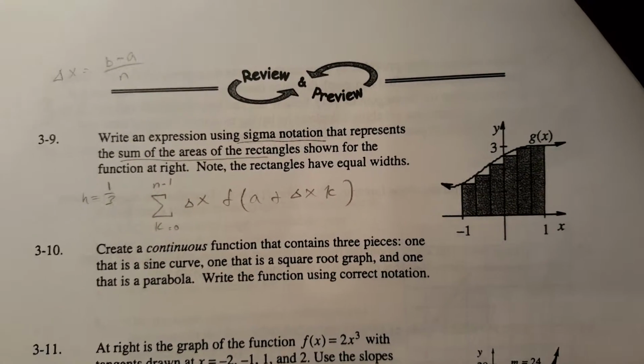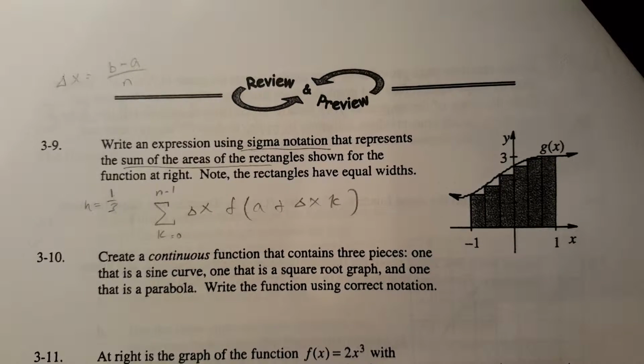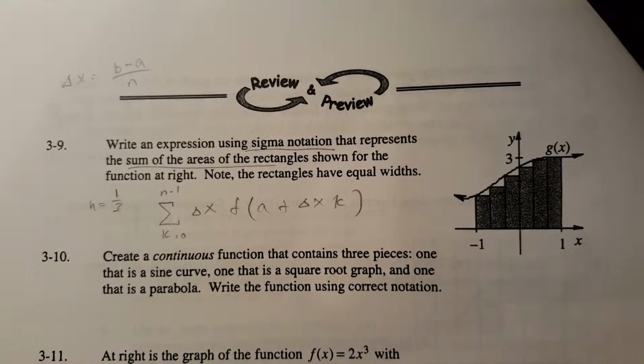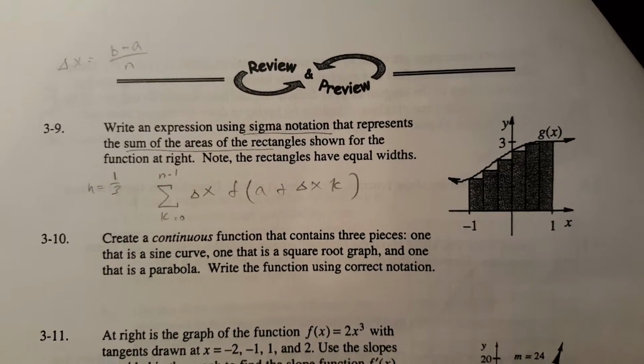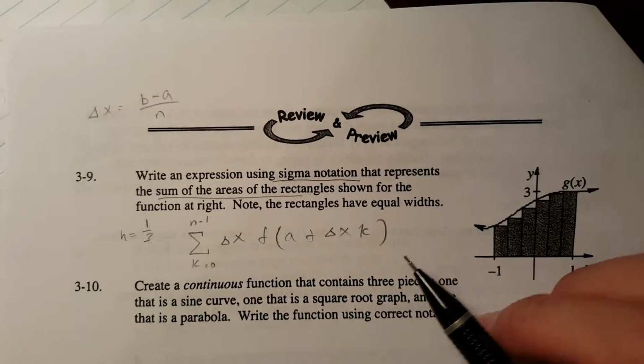Alright, so it says, write an expression using sigma notation that represents the sum of the areas of the rectangles shown for the function at the right. Note, the rectangles have equal widths. Alright, so I've already written out the equation that you're going to be using for this.